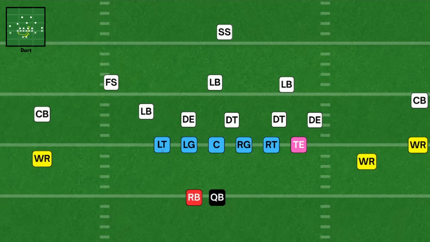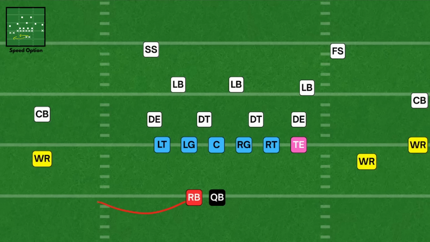Dart. Dart is like power, except the backside tackle pulls and leads through the playside B gap and requires an athletic tackle because he has to cover a lot of ground. It's good against one tech because Dart often aims for the B gap, and a one tech allows the playside G to down block or combo block with good leverage, giving the pulling tackle and RB a cleaner hole.